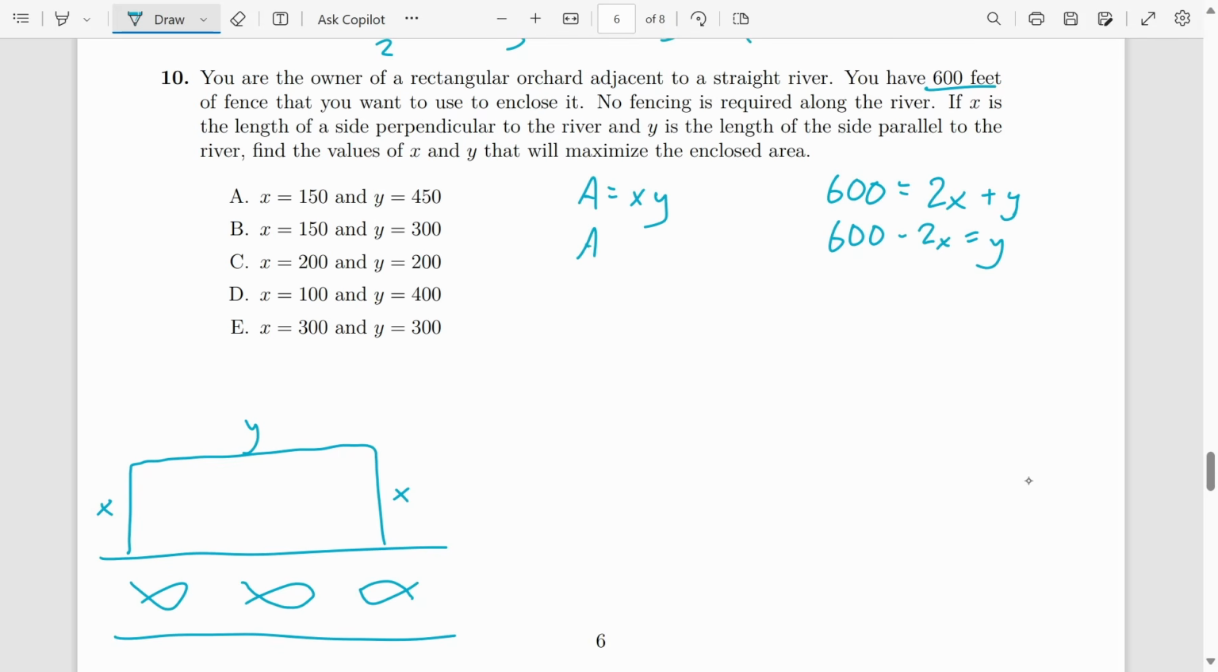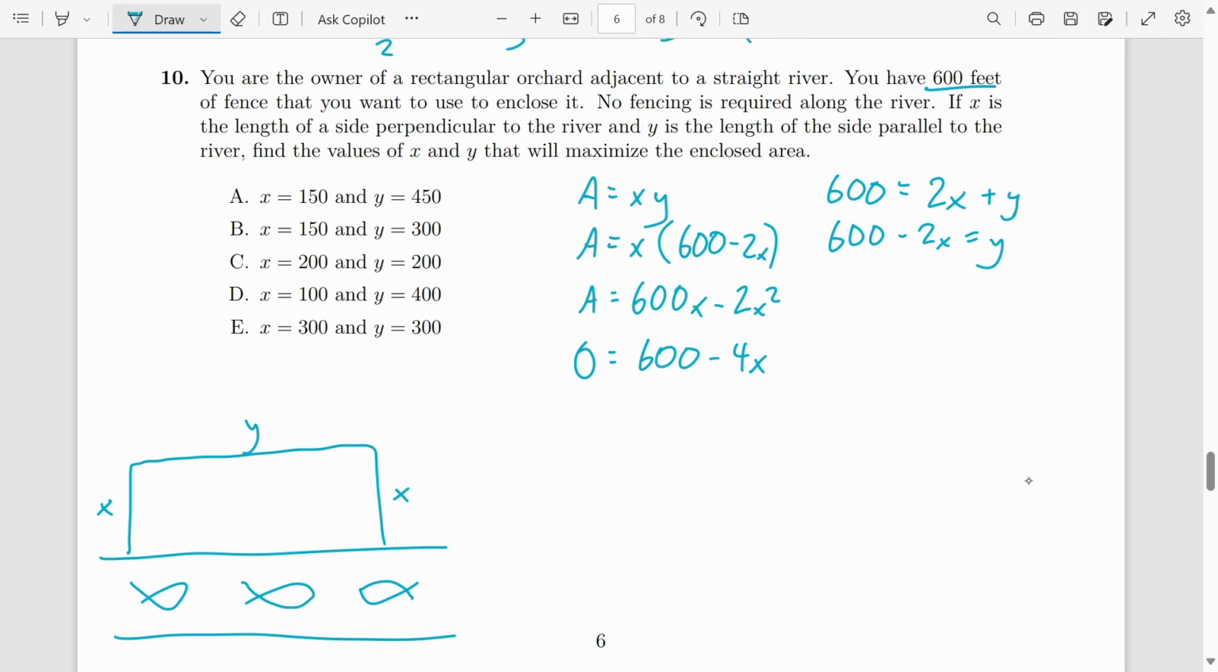So let's substitute that in. A equals x times (600 minus 2x). We can distribute everything, so A equals 600x minus 2x squared. And now we can take a derivative of the right side. The derivative of 600x is just 600, and the derivative of 2x squared is 4x, so we get 600 minus 4x. That is our derivative. Now we can set it equal to 0 and find the critical point, because we're asked to maximize this.